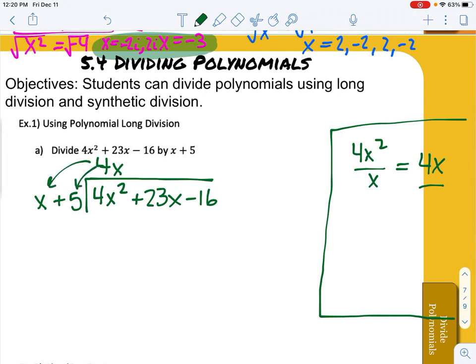Then I multiply 4x down to both of these terms, and each of them goes under their respective terms down here. So the way we set it up is that this always has to be the same. These two must be the same. 4x times x gives me 4x squared. Those are the same. And then 4x times 5 is equal to 20x.